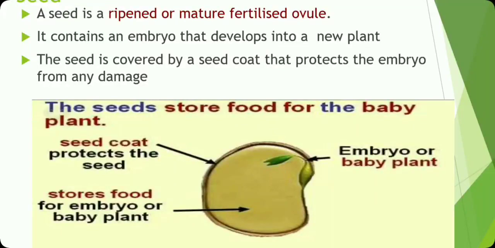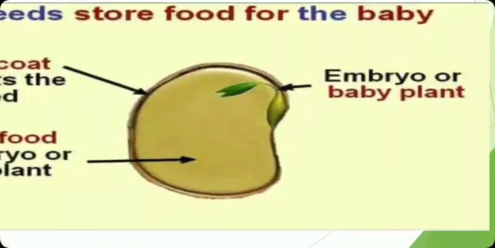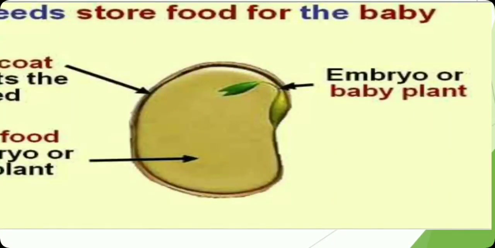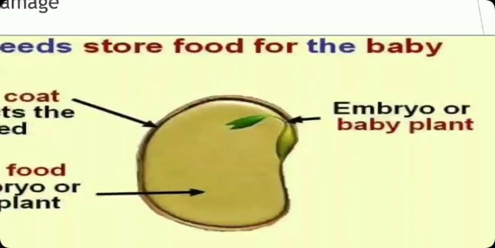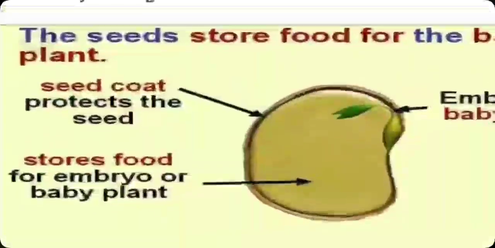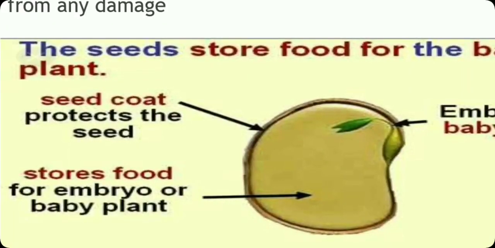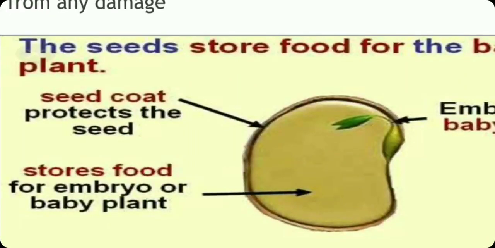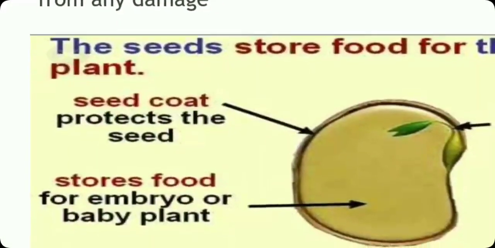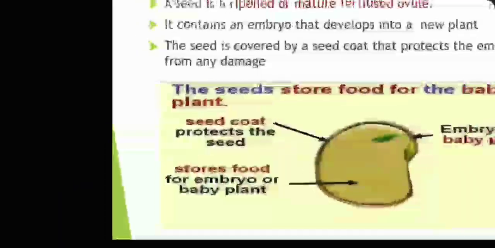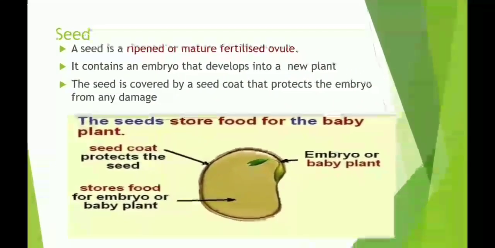Okay, so here you can see in this picture the embryo inside, which develops into root and shoot, or we can say it develops into a baby plant. And here you can see the stored food for the embryo or baby plant. This is endosperm, and this is really, really important. And over this, the seed coat is there, which protects the seed. So this is about seed.